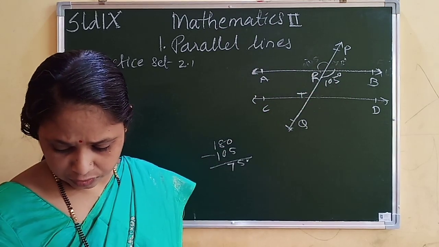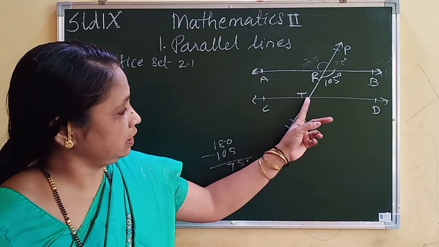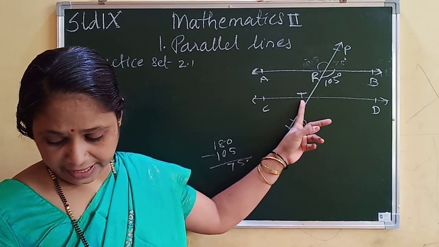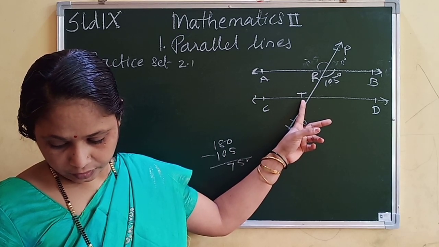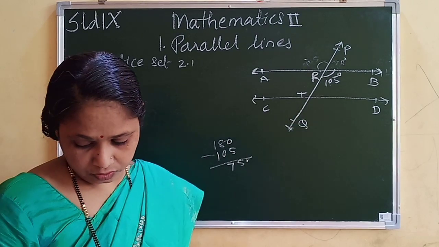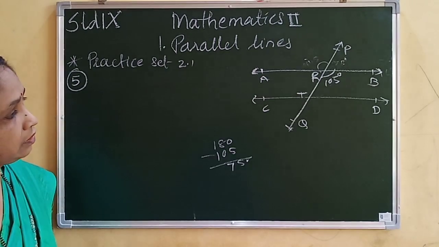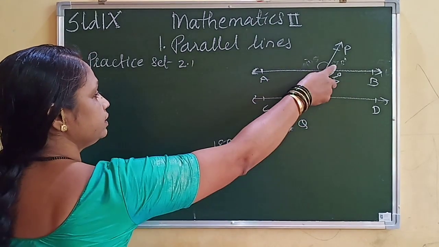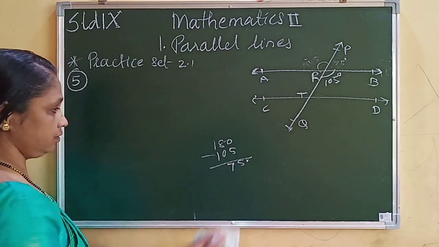After that we have to find CTQ. Now what is this? Corresponding angles. And this ART is a vertically opposite angle. So let's see how to find it.